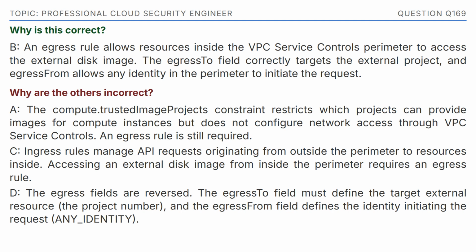D. The egress fields are reversed. The egress to field must define the target external resource, the project number, and the egress from field defines the identity initiating the request, ANY_IDENTITY.